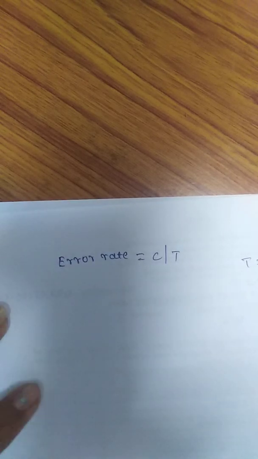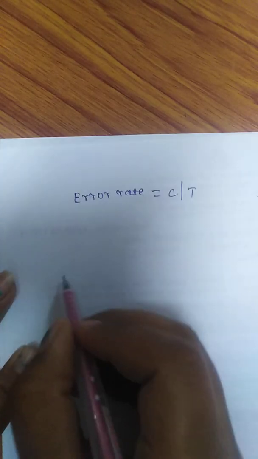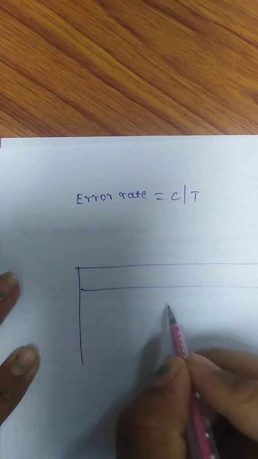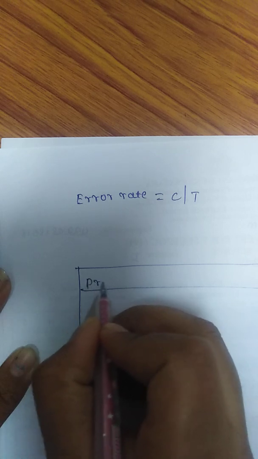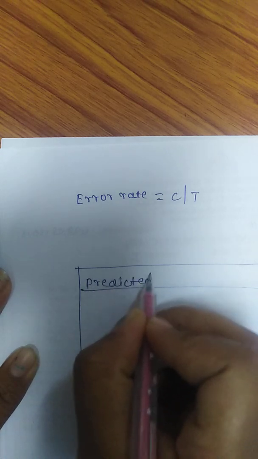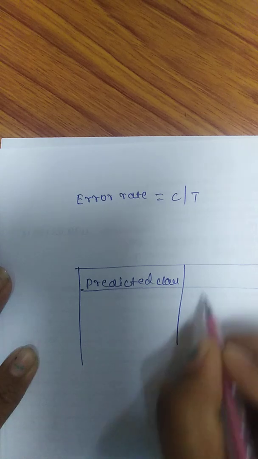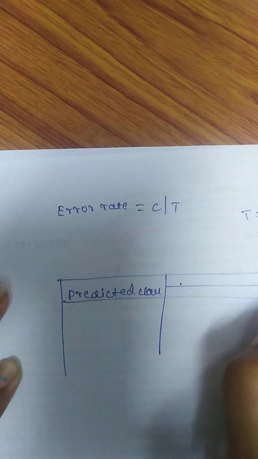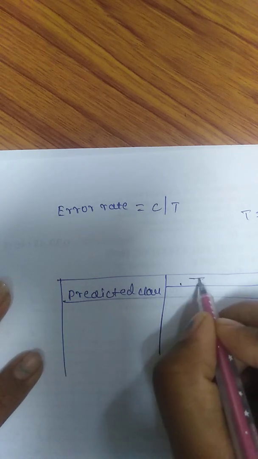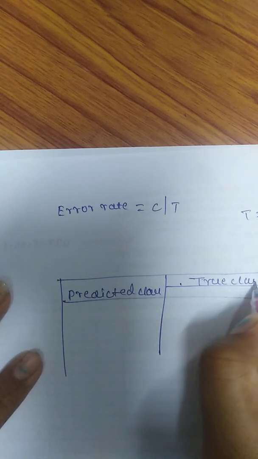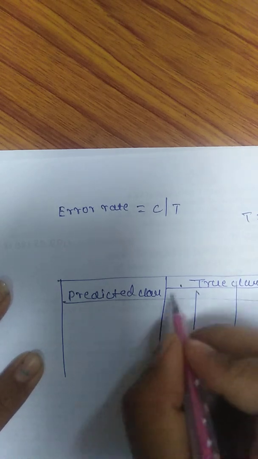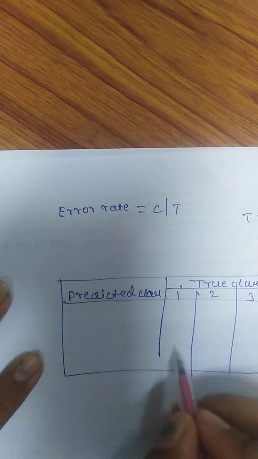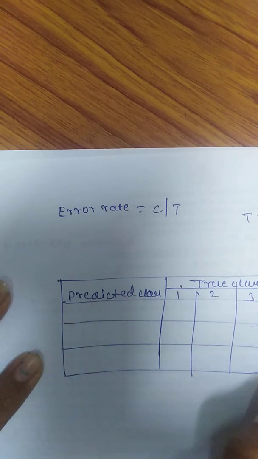I will take one example. See here. This one is the predicted class. This one is the true class. This one is the predicted class, and this one is the true class. Class 1, class 2, class 3.